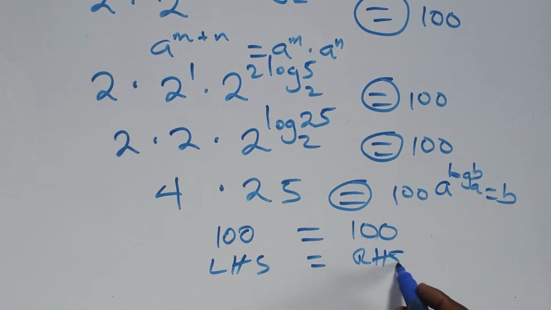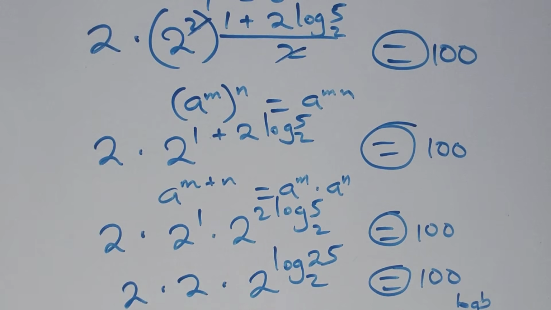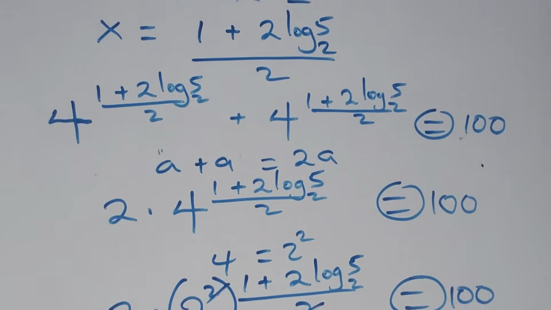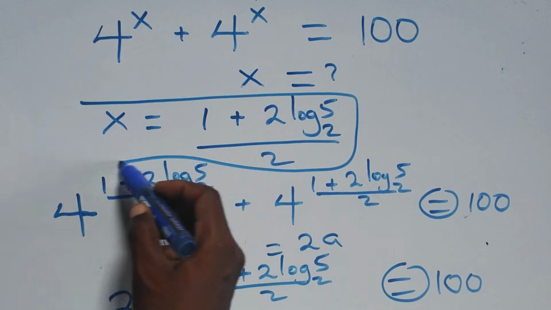And therefore, we conclude that the value of x here, which is 1 plus 2 log 5 base 2 all over 2, satisfies this given problem.